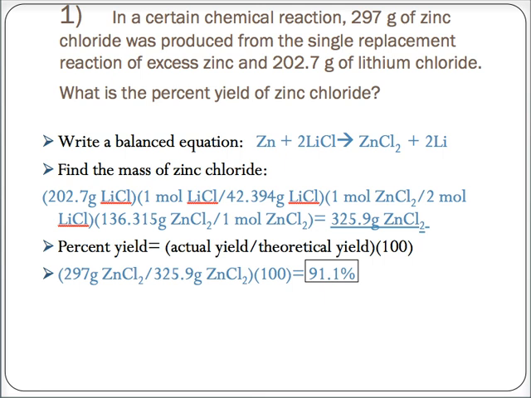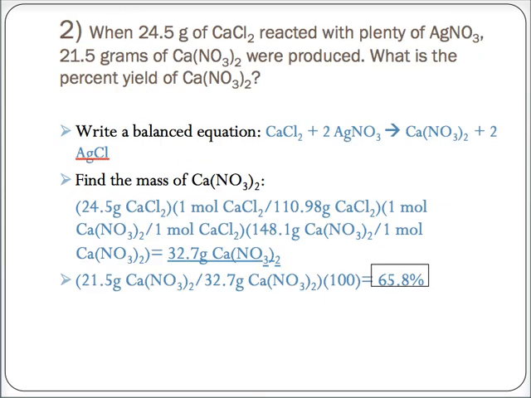Okay, number 2. This one is pretty much the same thing. When 24.5 grams of CaCl2 reacted with plenty of AgNO3, 21.5 grams of CaNO3 were produced. What is the percent yield of CaNO3? So we're going to write out the balanced equation of CaCl2 plus 2 AgNO3 combined to form CaNO3 plus 2 AgCl.